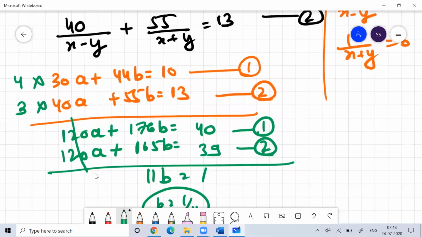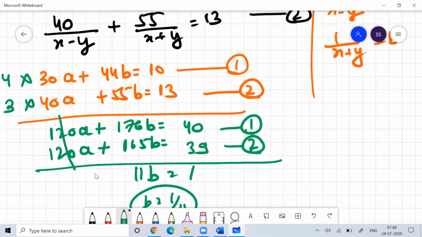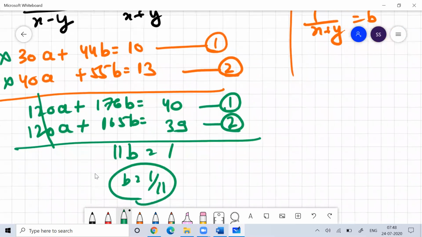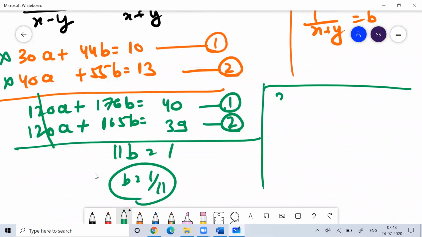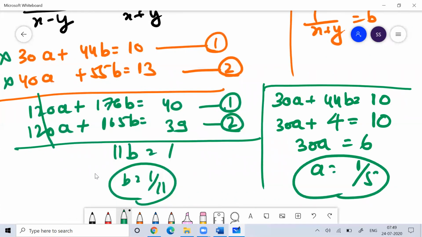Similarly, b is 1 by 11. So then I can put this value in any of the equations. So equation 1, 30a plus 44b is equal to 10. So 30a plus 44 times 1 by 11, that is 4, equal to 10. So 30a equal to 6. So a equal to 1 by 5. So a is 1 by 5, b is 1 by 11.